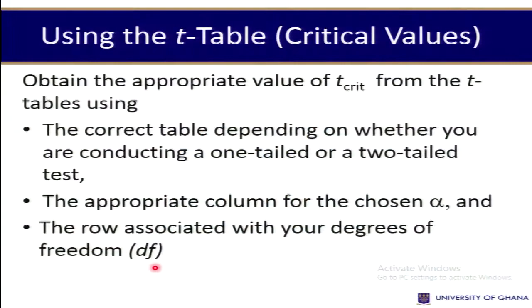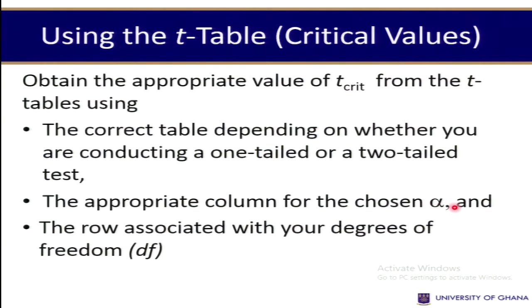So using the t table, that's the critical value. Talking about the t table, there are samples that have been uploaded on the Sakai platform for you with illustrations and guidelines on how to read the critical values using the degrees of freedom. You obtain the appropriate t critical from the correct table, depending on whether you are conducting a one-tail or a two-tail test. Each of the tables on Sakai has two columns: one for a one-tail hypothesis and the other for a two-tail hypothesis. So you have to pay particular attention to the research situation.